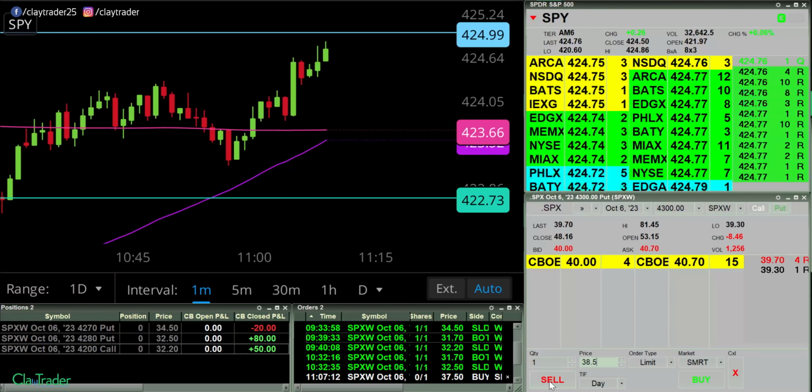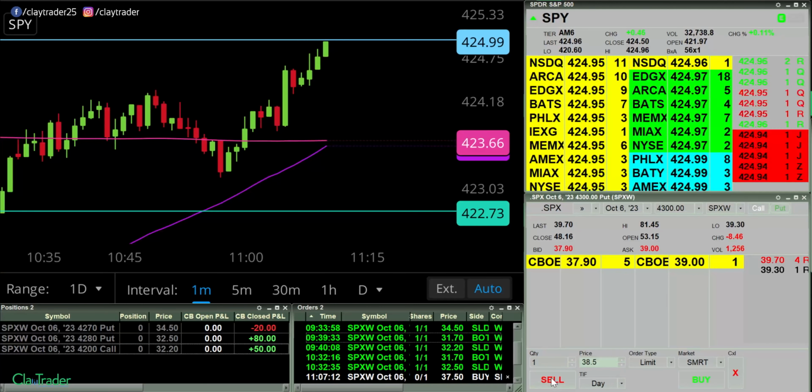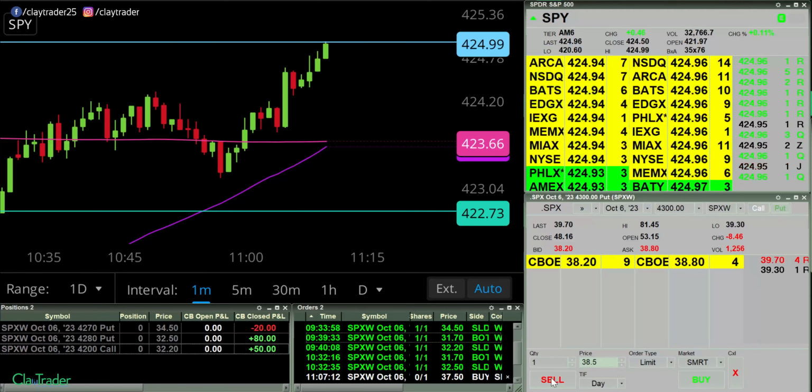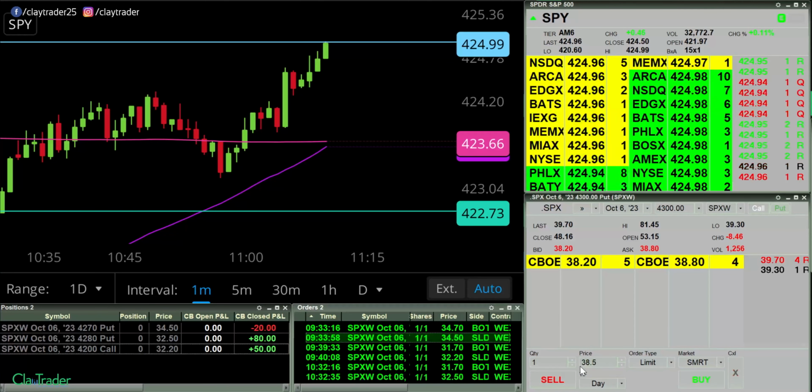So I don't want to risk missing the entry point, but all right, it's come back down a little bit, but I'll keep a close eye on it. I will pause though. Okay, maybe making the move here. Again, I'm at 37.50. Nope, that was the move.